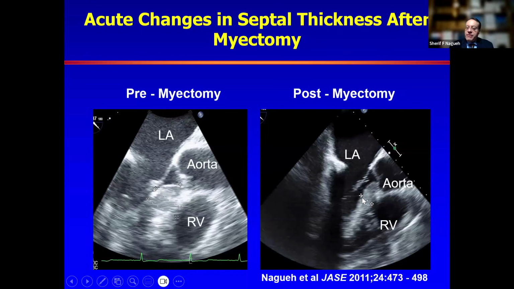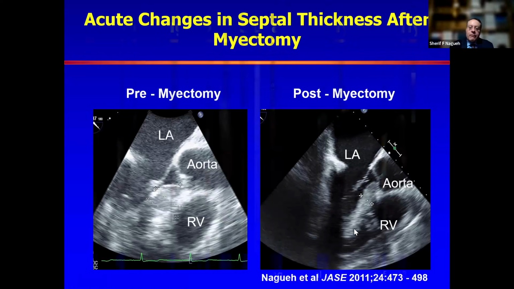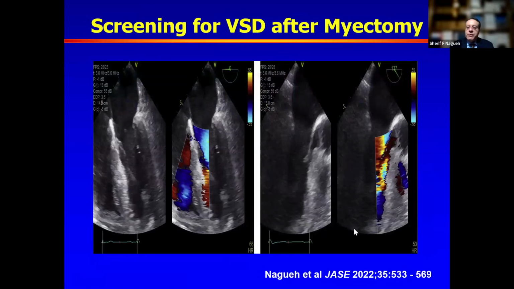Post-myectomy, you can measure the thickness, which should be less, and you can describe the extent, if you would, aortic to apical direction of how much septum has been resected. We also use echocardiography to screen for the development of ventricular septal defect. This is an example of a patient who does not have a ventricular septal defect, and I would say with experienced centers, this is a very rare occurrence.